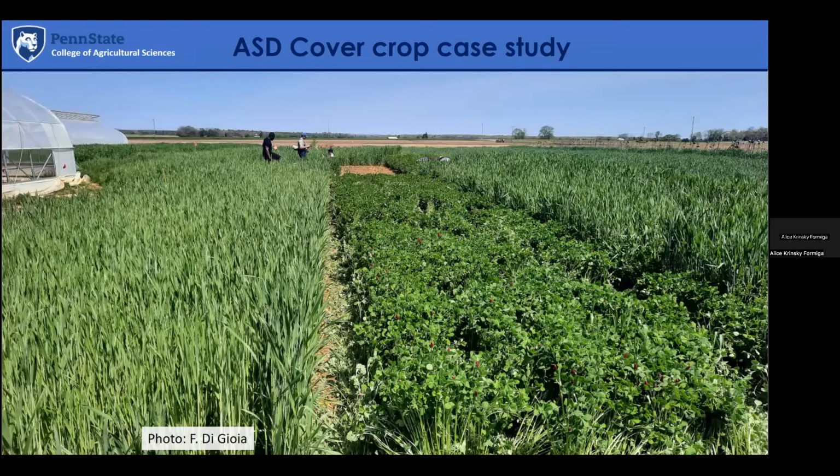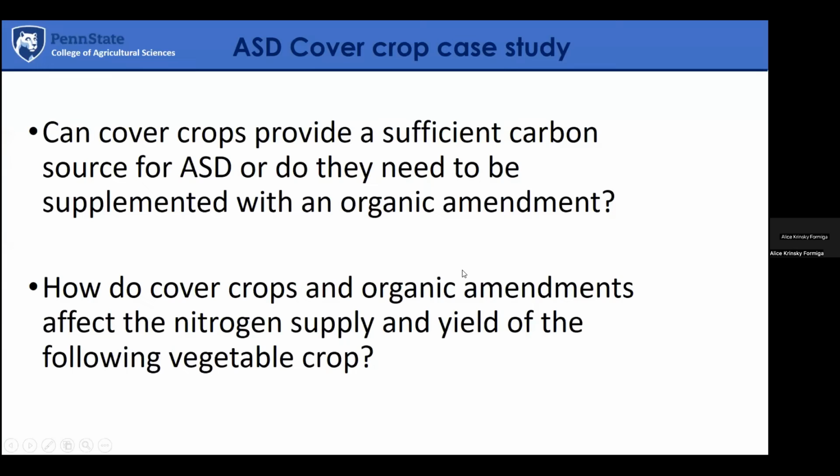So I'll be talking about one of the experiments at our Penn State Research Station where we use cover crops as a carbon source for ASD. For this experiment, we had 2 research questions. We were interested in whether or not the cover crops alone could provide a sufficient carbon source for ASD, or would they need to be supplemented with an organic amendment?